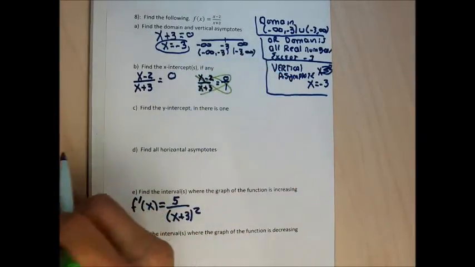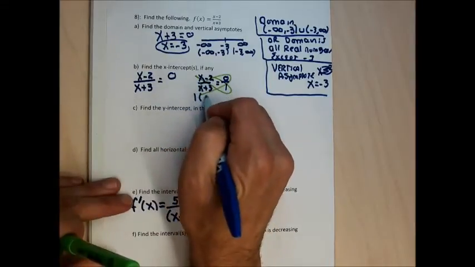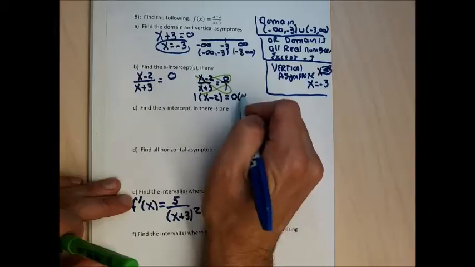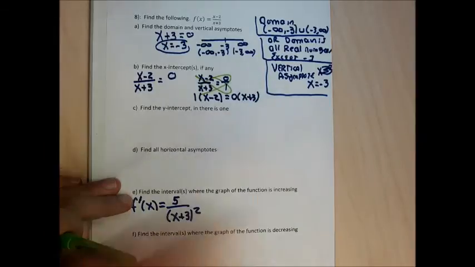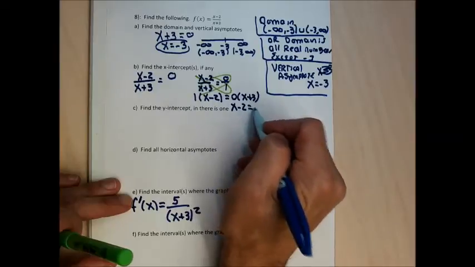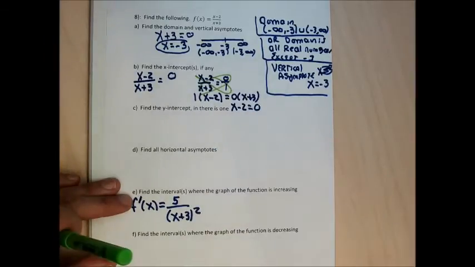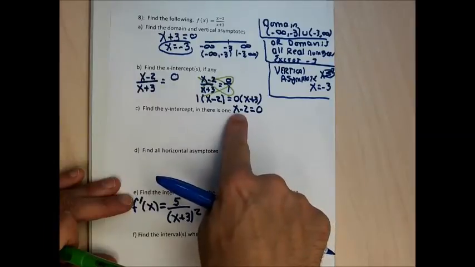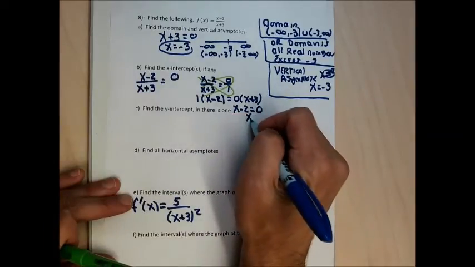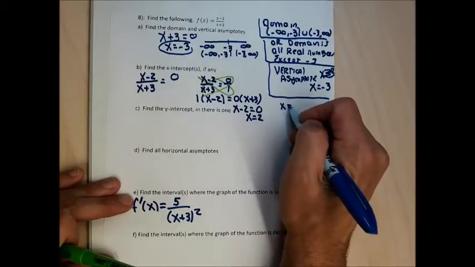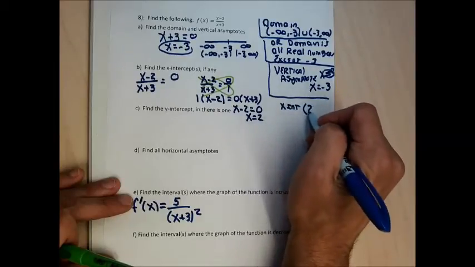When I cross-multiply down, I get 1 times x minus 2. When I cross-multiply up, I get 0 times x plus 3. This simplifies on the left side to x minus 2, and on the right side 0 times anything is 0. If I had just set the numerator equal to 0, I would have gotten here a lot quicker. This gives me x equal to 2, and my answer for my x-intercept is going to be the point (2, 0).